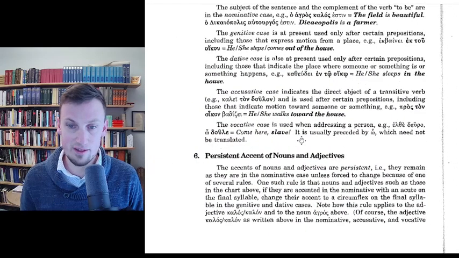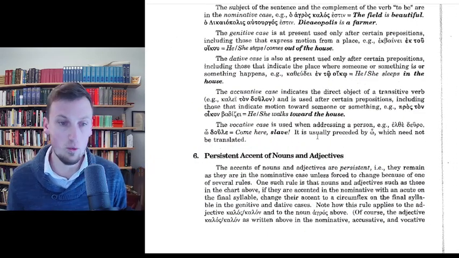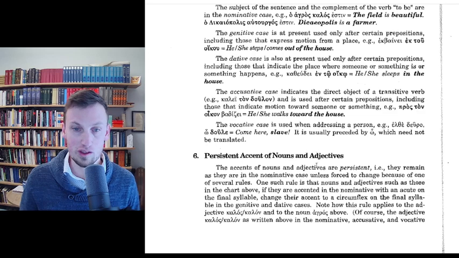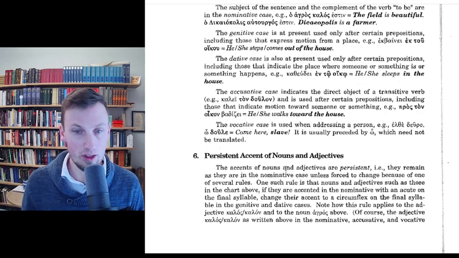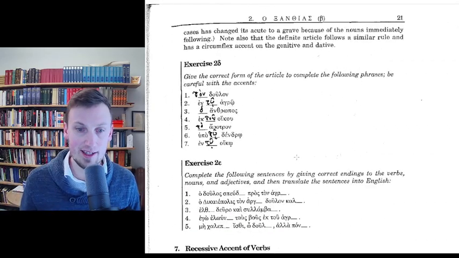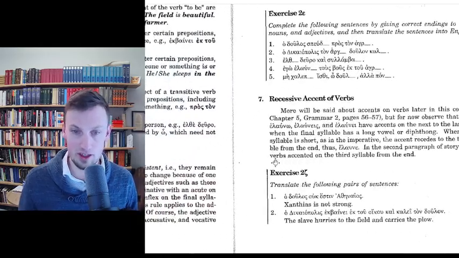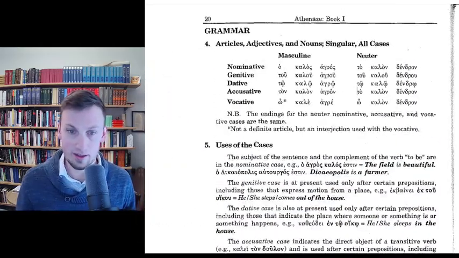Discussion here of accents of nouns. They are persistent, which means they want to stay where you've learned them in the vocab entry. You can read that discussion of accenting. We'll have fuller discussion of accents later in this course.